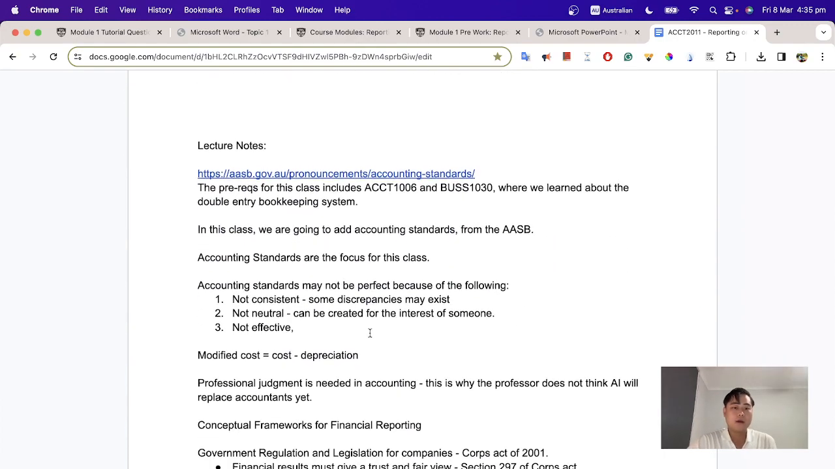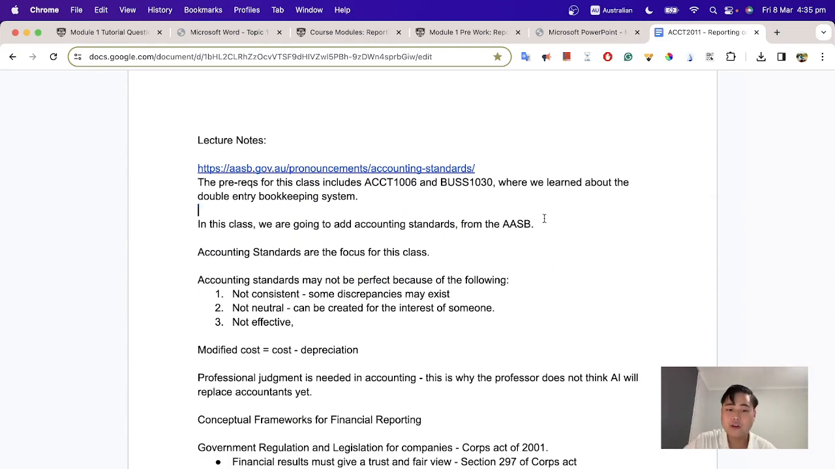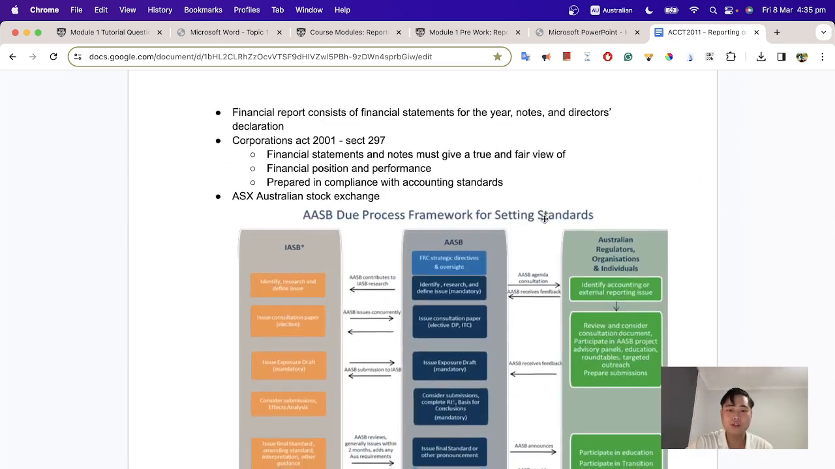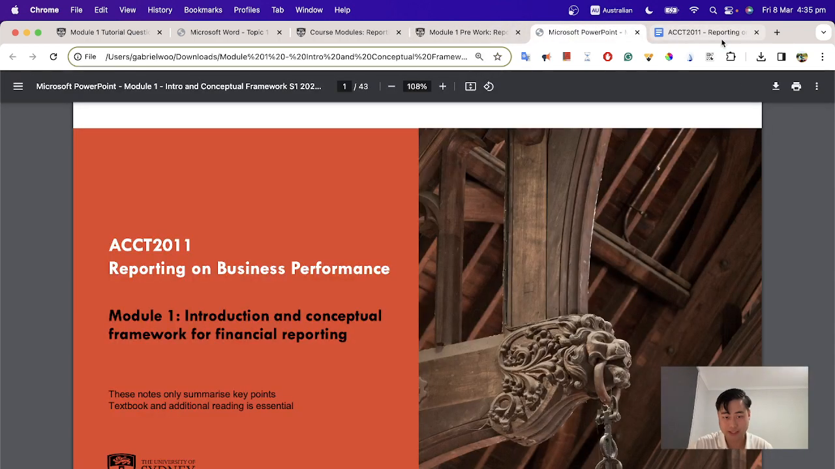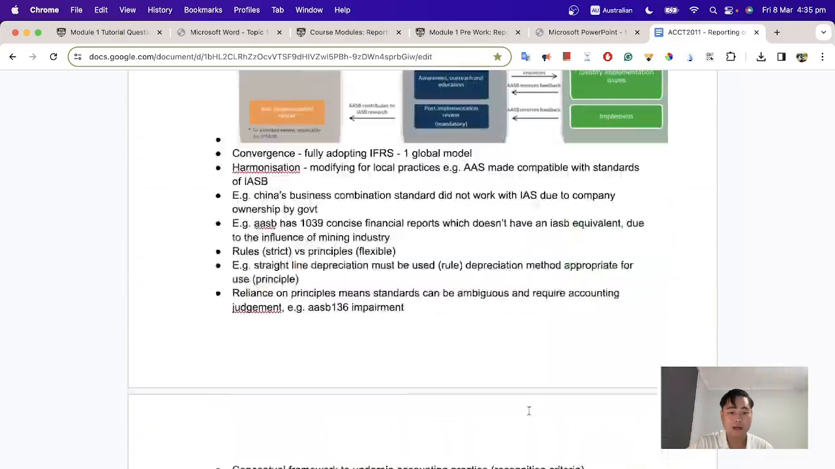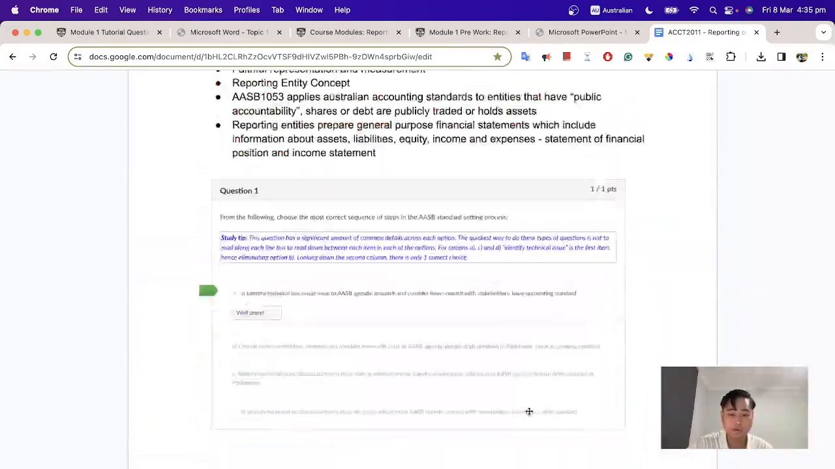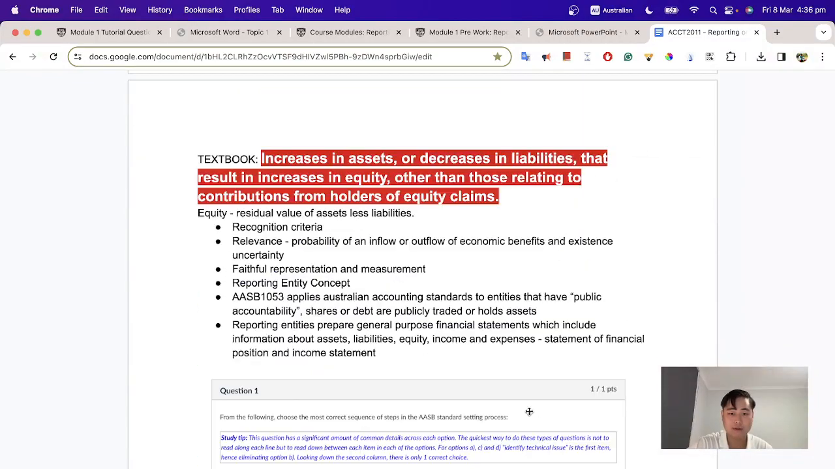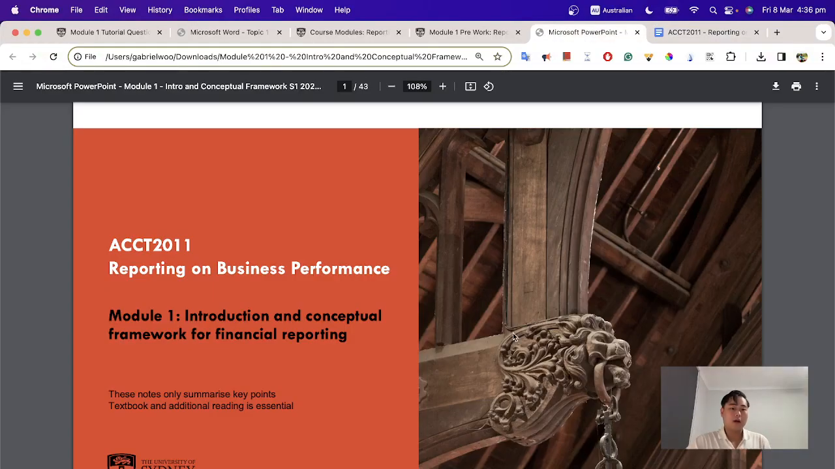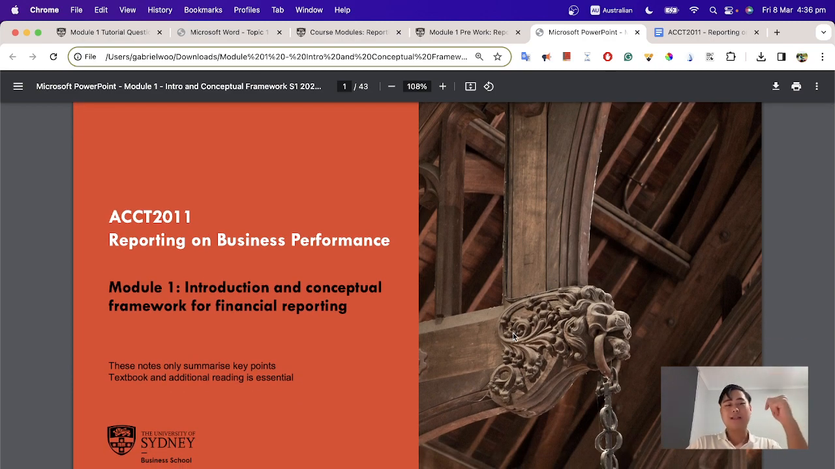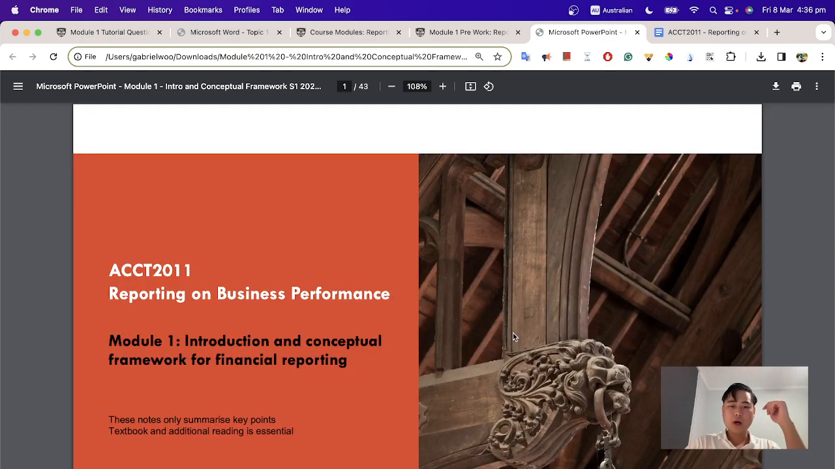Okay, here are the lecture notes. Instead of going through my lecture notes, what I'm going to do is actually go through the lecture slides. So we're going to go through the lecture slides, then a quick overview of the lecture notes, and then some questions from the tutorial. All right, so now that we have an understanding of the structure, the objective, and the assessment methods, let's go over the lecture slides.